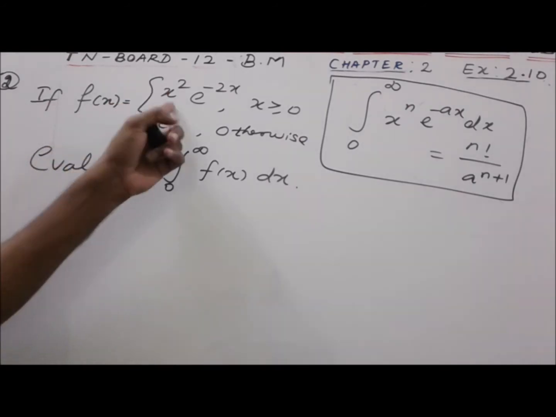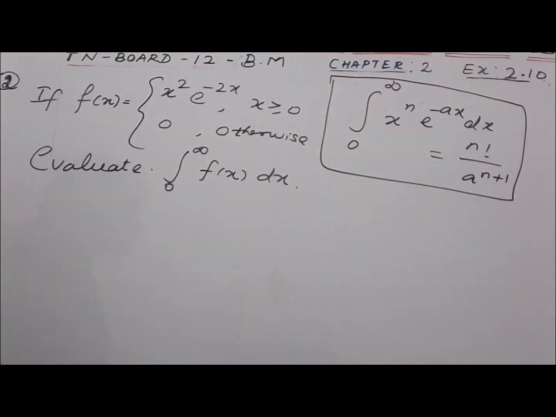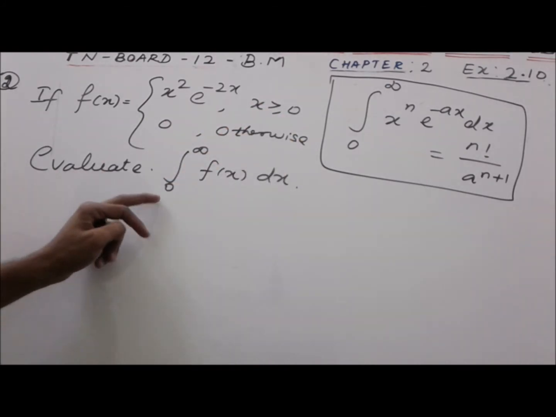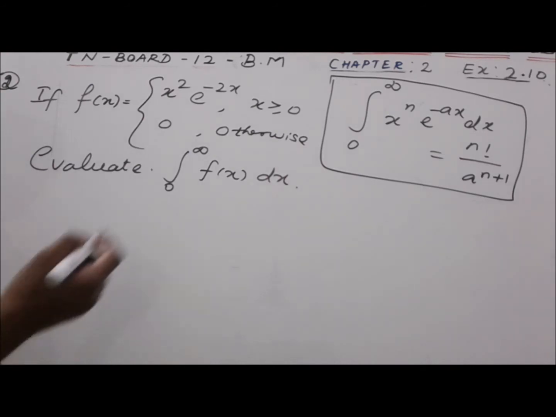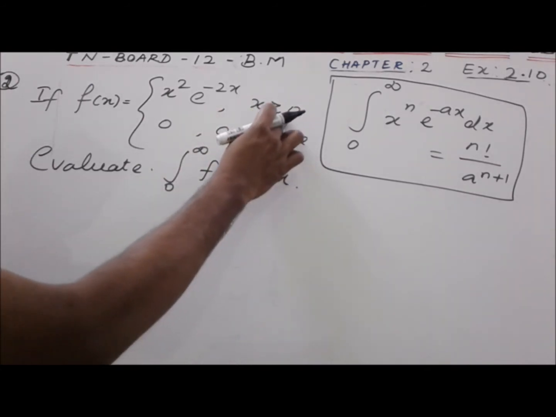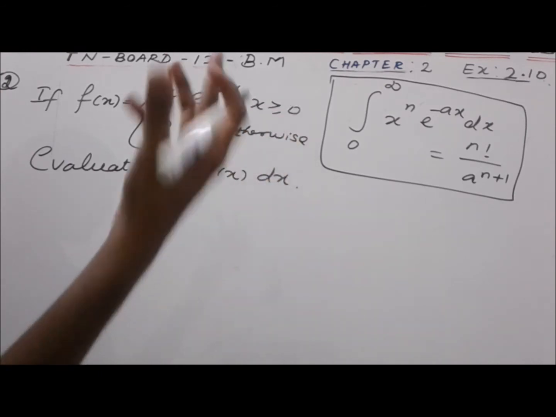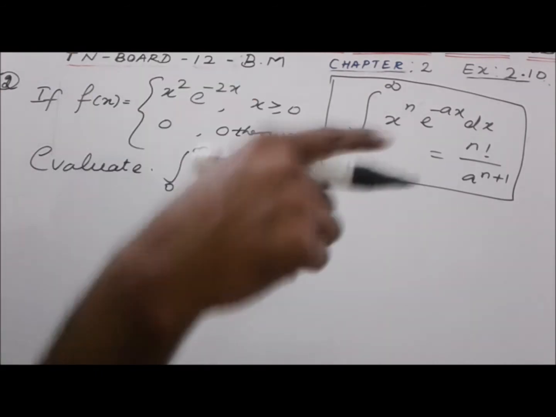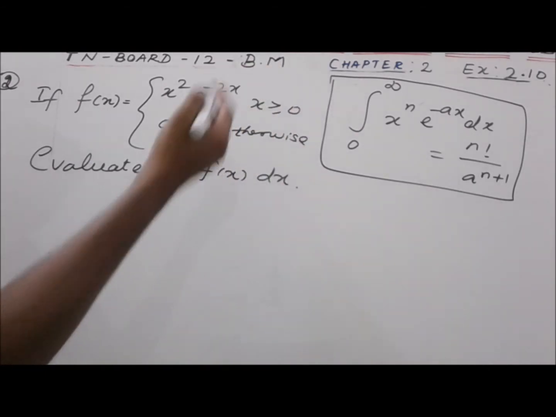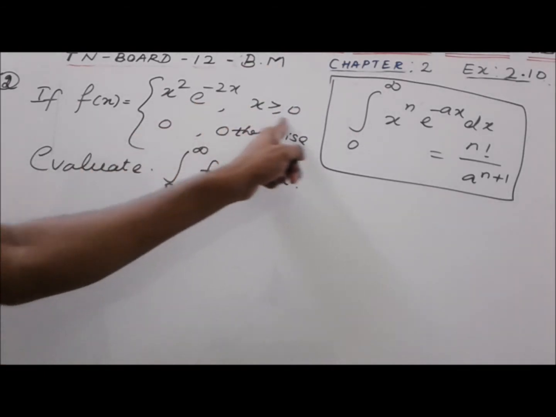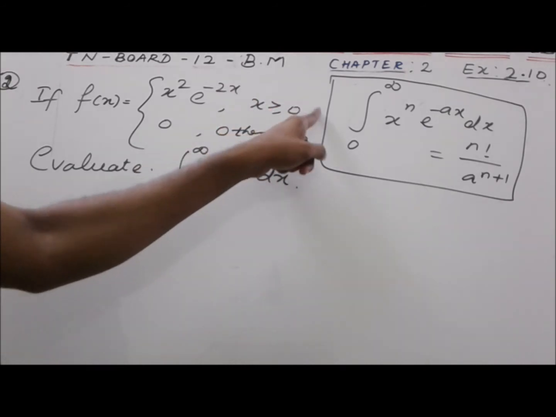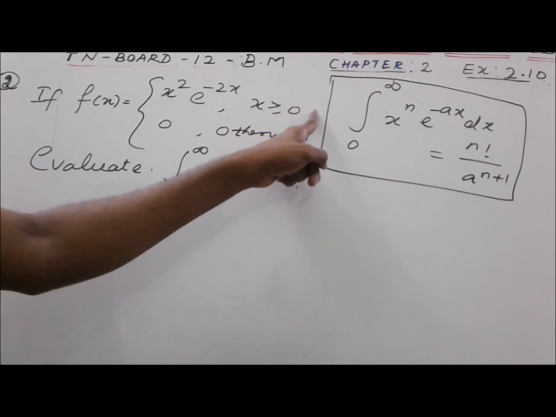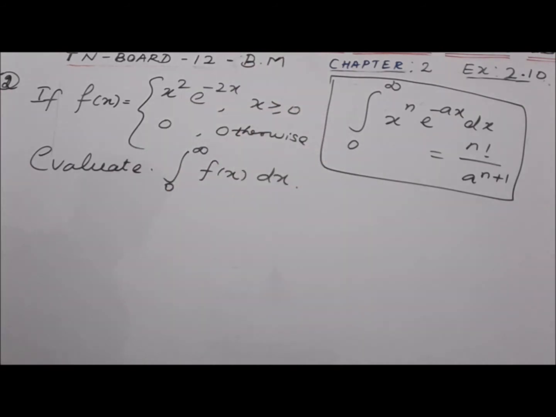Given f of x is x square e power minus 2x for x greater than or equal to 0. Evaluate the integral from 0 to infinity of f of x dx. Greater than or equal to 0 means the lower limit starts with 0 and no ending point is given, so it is taken as infinity for the upper limit. In these types of cases, the upper limit is taken as infinity, since no upper limit is defined here.